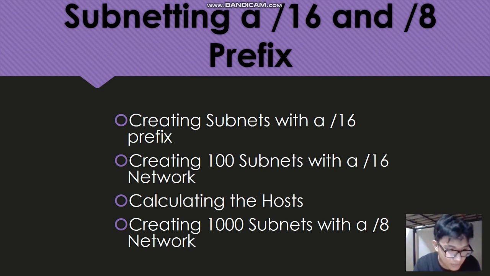Next one is calculating the hosts. To calculate the number of hosts each subnet can support, examine the third and fourth octet. After borrowing 7 bits for the subnet, there is 1 host bit remaining in the third octet and 8 host bits remaining in the fourth octet, for a total of 9 bits that were not borrowed.